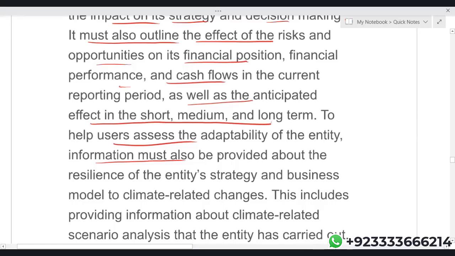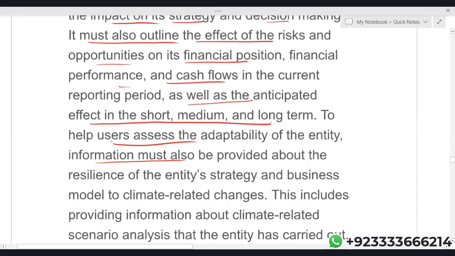So adaptability. Honda will have to explain their adaptability, that no, this is not the case. We have changed and we are working on that technology as well. And very soon, let's say, we will start manufacturing EV cars.